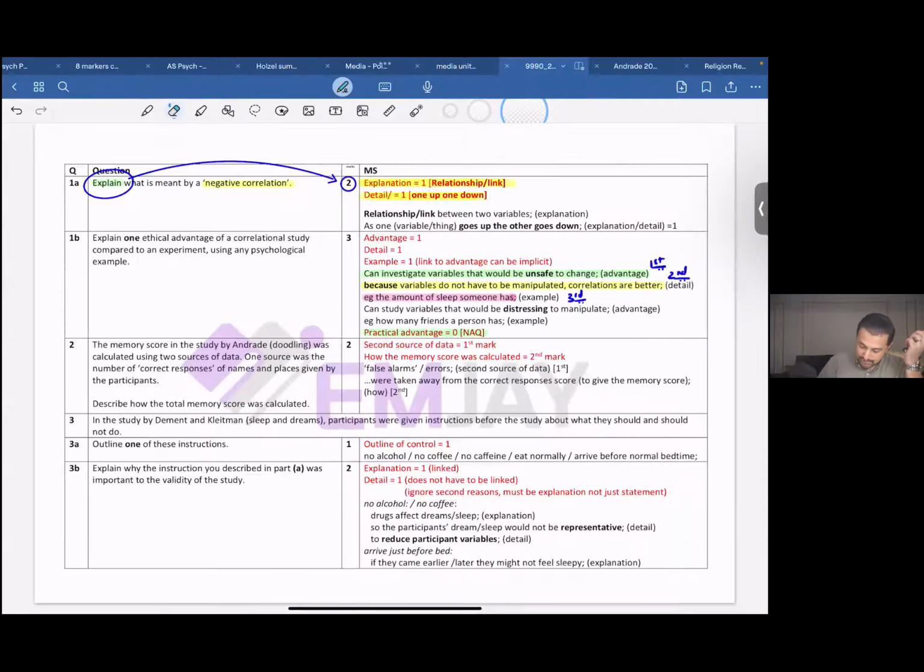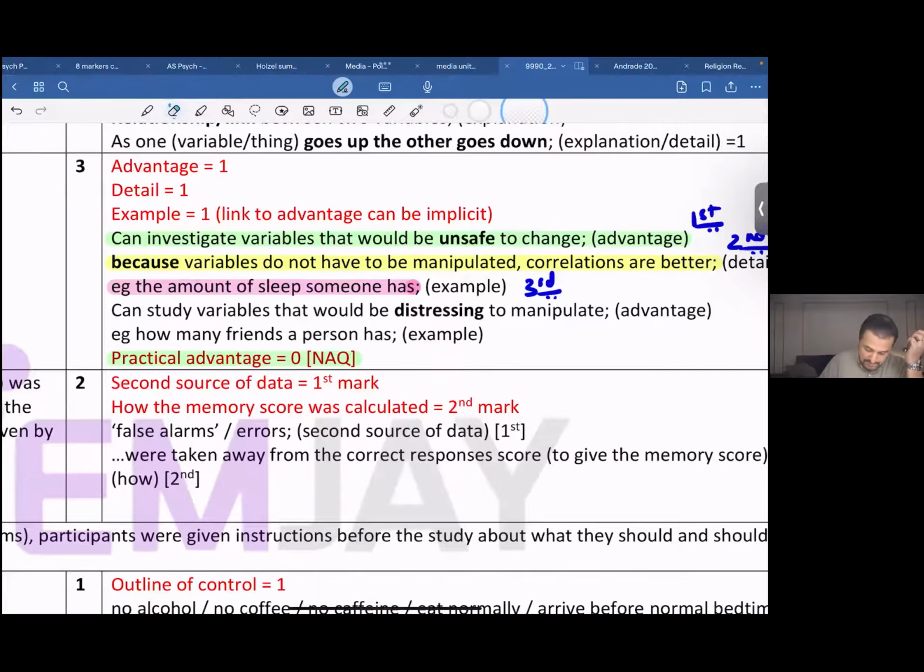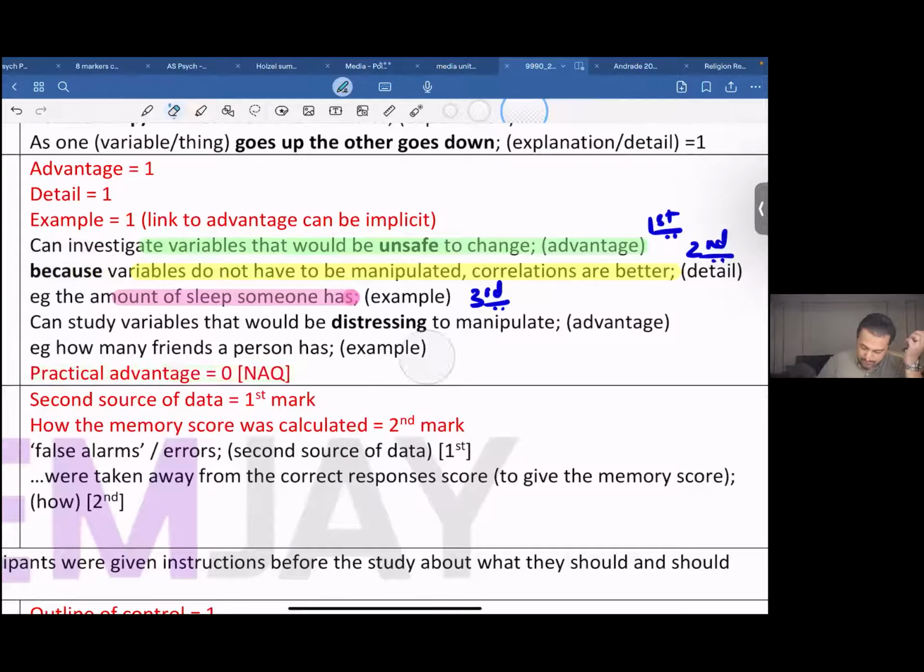Another example that might help you. So the second part says: correlations can study variables that would be distressing to manipulate. See, distressing.